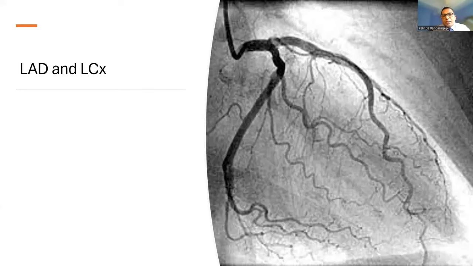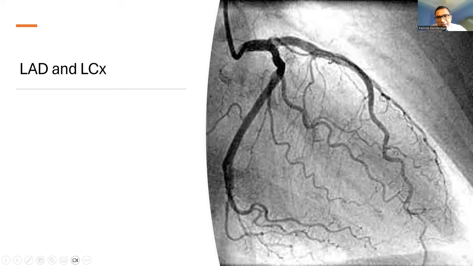So the left anterior descending artery, which is in the interventricular groove, is taken as a separate entity as opposed to the circumflex branch, which goes in the atrioventricular groove. These are taken as two separate vessels, and adding the right coronary artery, these are the three vessels that we discuss as triple vessel disease in cardiology.